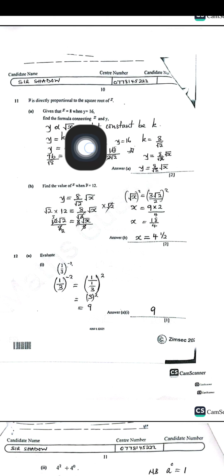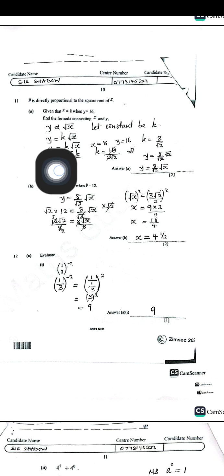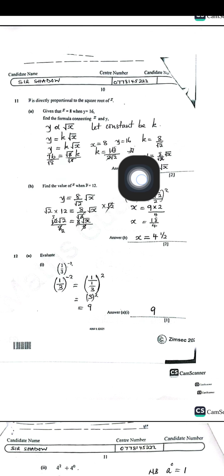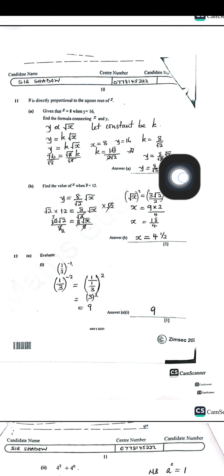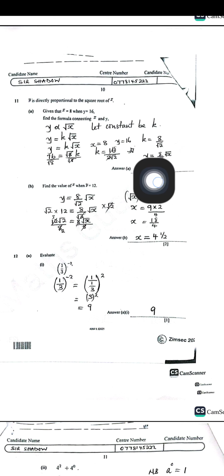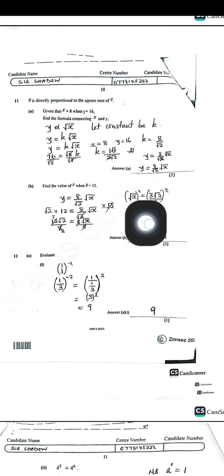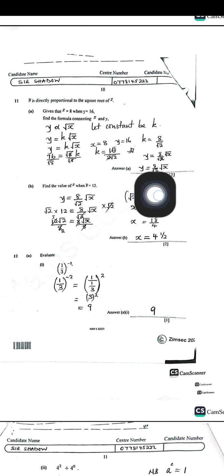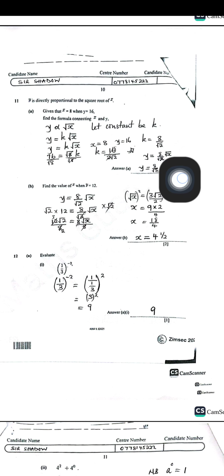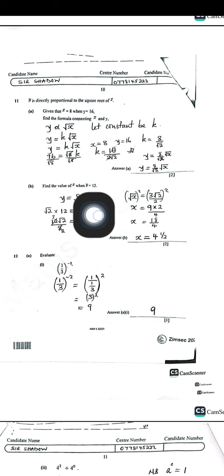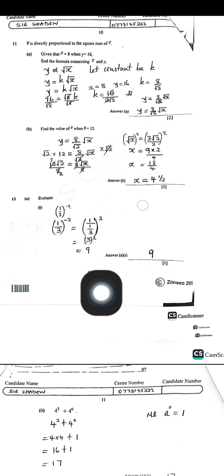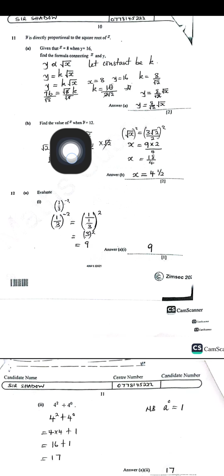Since we want the formula connecting x and y, we substitute into the original equation. Where there is k, you put the value of k you found. So y is equal to 8 over root 2 multiplied by root x. Right, then find the value of x when y is equal to 12.